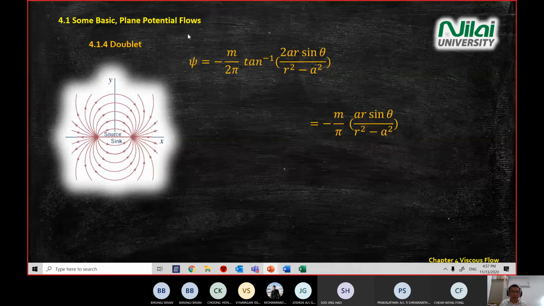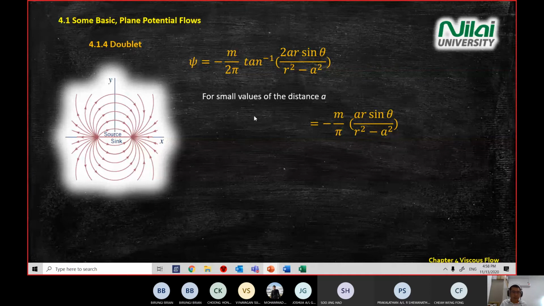So this is the equation that we developed just now. The stream function or streamline equation equals negative m, and again, this m is the mass flow rate per unit length, as referred to in the definition in slide 1 for today, divided by 2 pi, times inverse tan of the value inside this term.